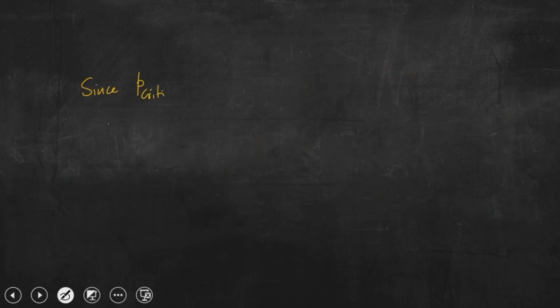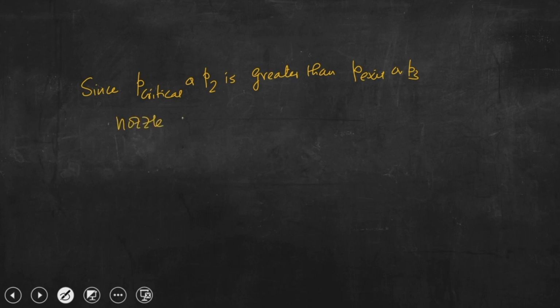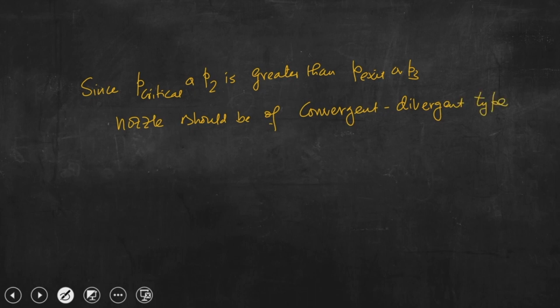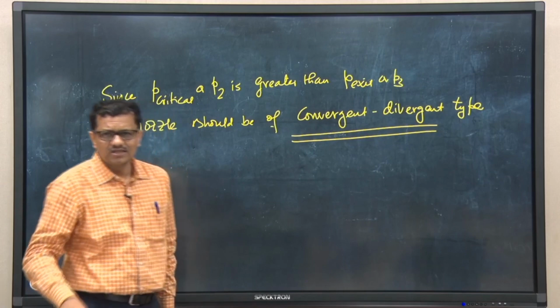So, I am writing: since P critical or P2 is greater than P exit or P3, the nozzle should be of convergent divergent type. This is very important to know. This is the answer for the first part of the question. So, now you have understood that the nozzle is of convergent divergent type.